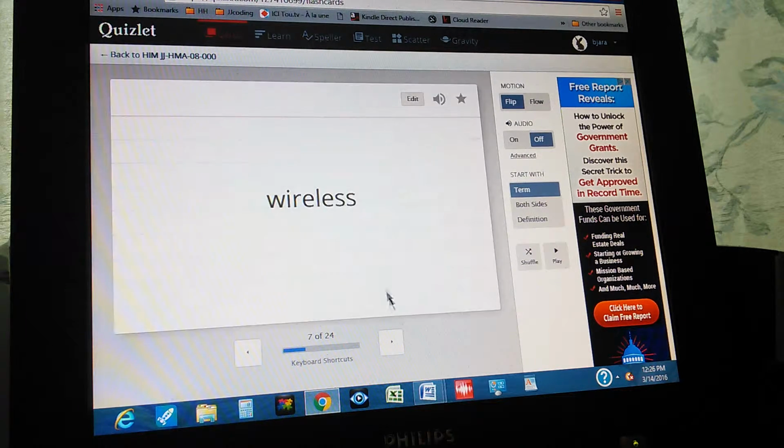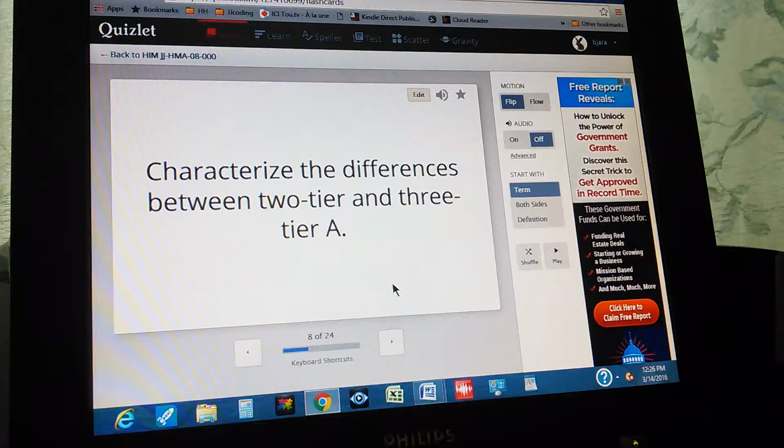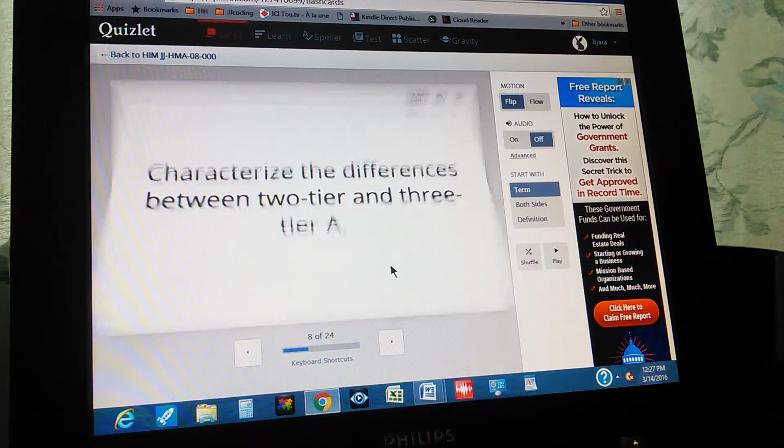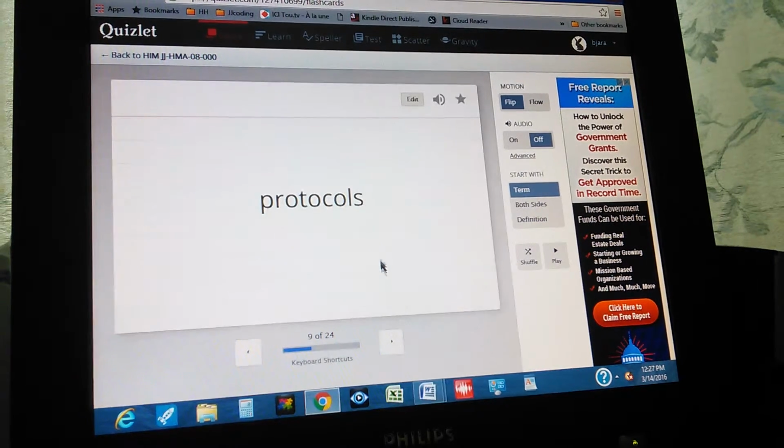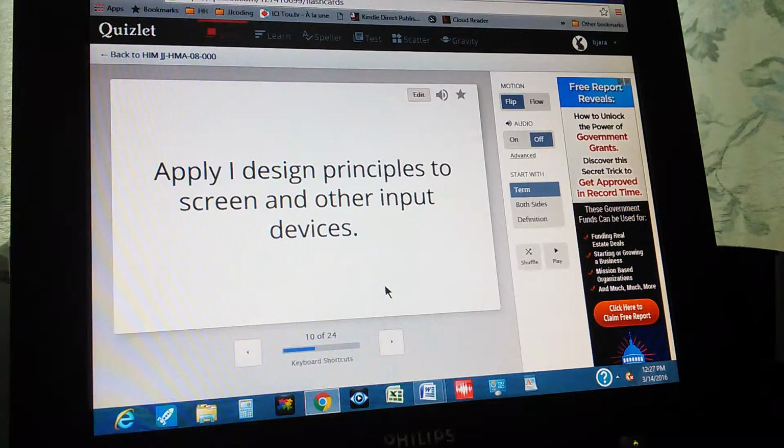Wireless. Yes. Okay. Characterize the differences between 2-tier and 3-tier A. A. What's A? Architecture. Yes. Okay. Identify network Ps used on the internet. Network Ps. What's Ps? Protocols. Yes. Okay. Now we're going to switch.